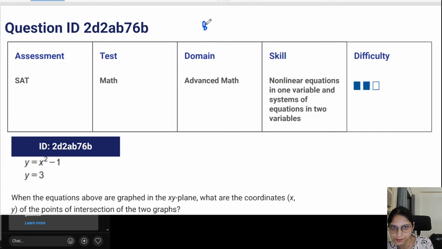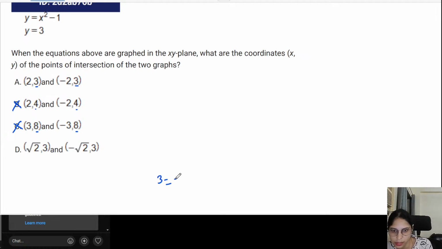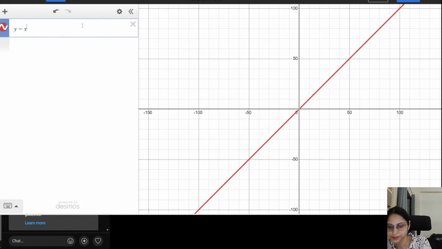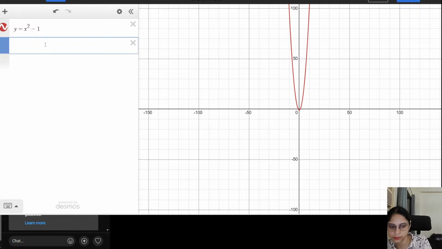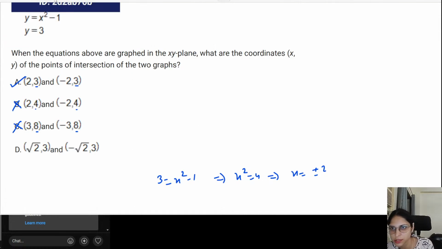Question number 87. This is also pretty easy. Point of intersection of two graphs. So y is 3, so the y coordinates have to be both 3. Two options are remaining. 3 equals x squared minus 1. x squared is 4. So x is going to be plus or minus 2. Or if you want, you can do this also. 2 comma 3, negative 2 comma 3. So yeah.